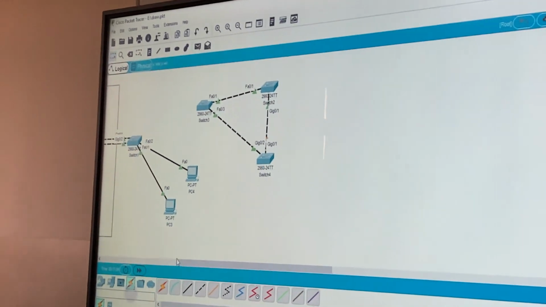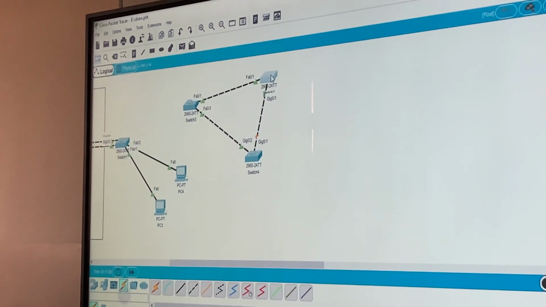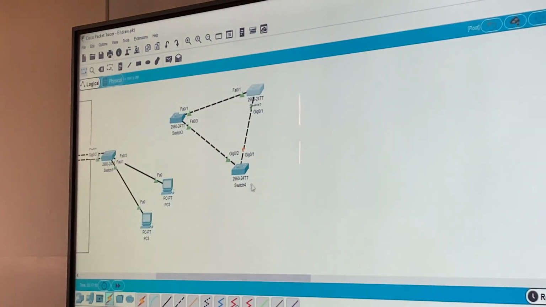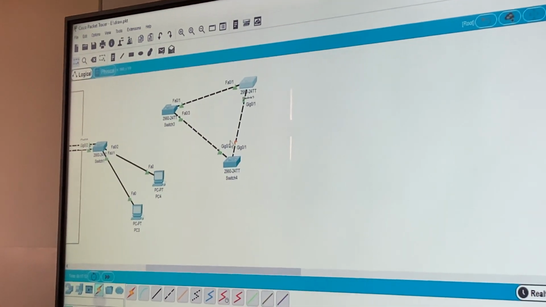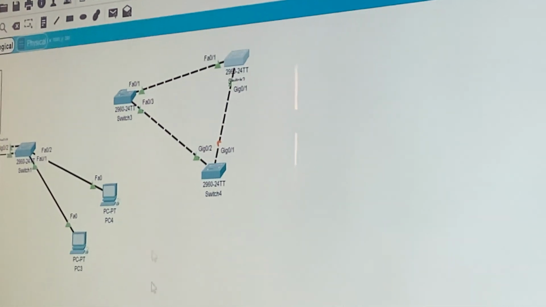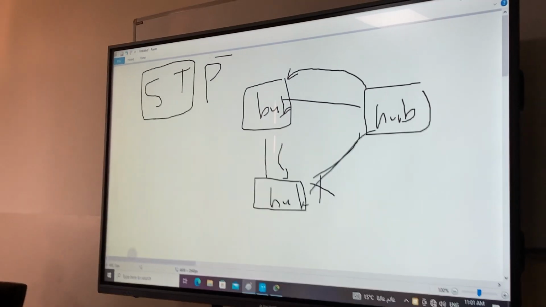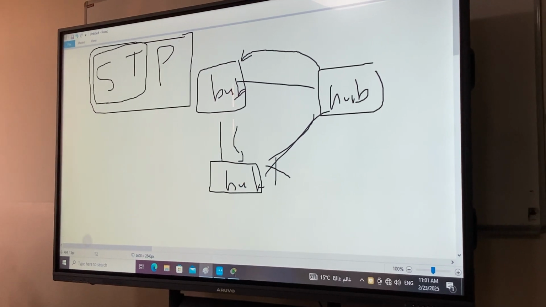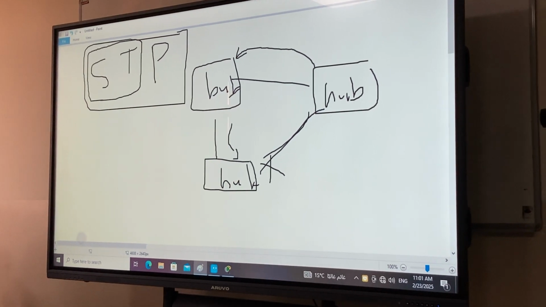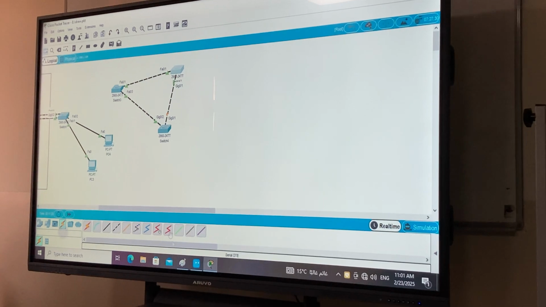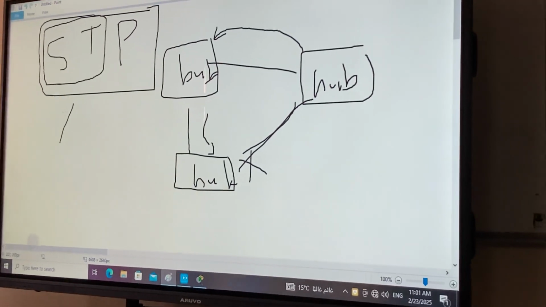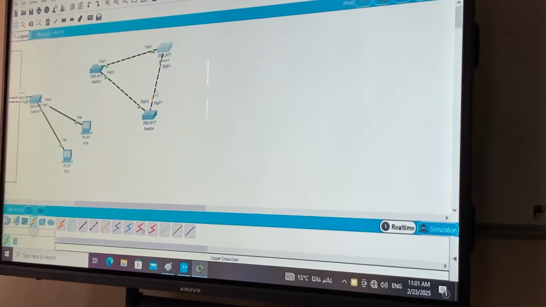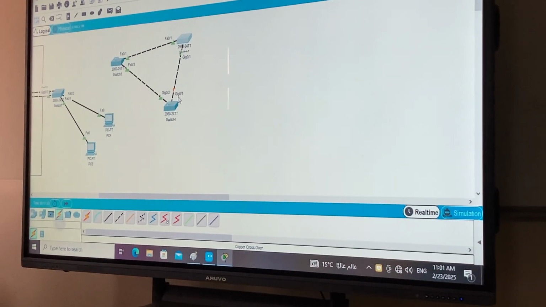If I fast forward time, what's happening? One of the cables is still red. You see this cable? Why is it red? Because the spanning tree protocol stopped it. Why? So there is no storm. So when spanning tree works, it chooses one of the switches as a main switch.